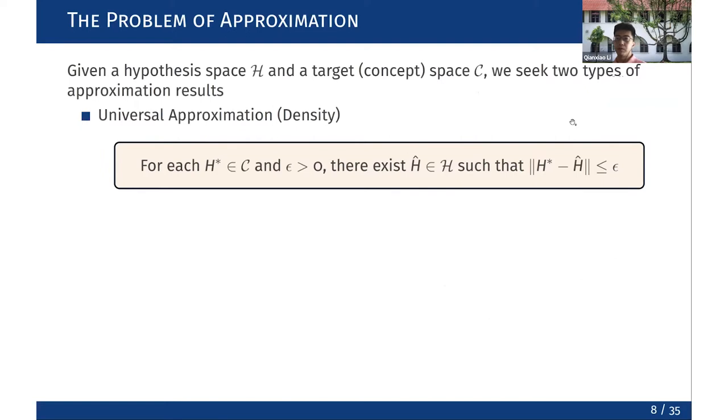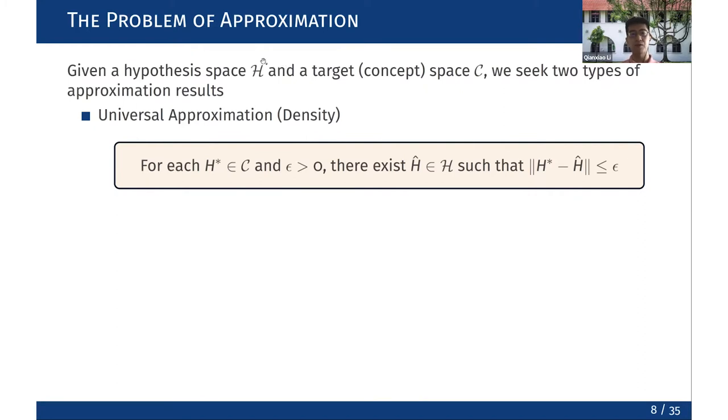So let's formalize what the problem of approximation is. Given some hypothesis space H, you can think of it as a space of functions or functionals, and a target space, sometimes called a concept space in statistics, C. This is where your target lives. And there are two kinds of approximation results one can ask for. The first one is the most basic, called universal approximation, okay? So what does universal approximation mean?